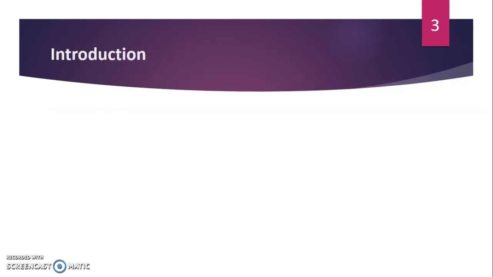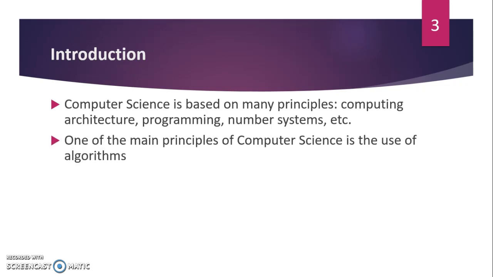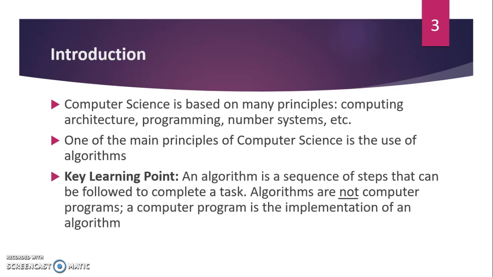So first of all, we need to think about computer science itself as a topic. Computer science is based on many principles. It's based on architecture, programming, number systems, but one of the main principles of computer science is the use of algorithms. Now, you need to know this: an algorithm is a sequence of steps that can be followed to solve a problem or to complete a task. The way round you get it, essentially it doesn't matter, but you need to have the gist that it's used to solve a problem or task of some sort.